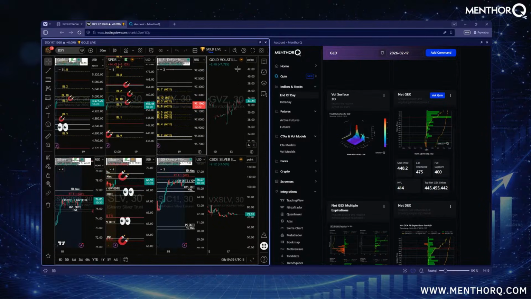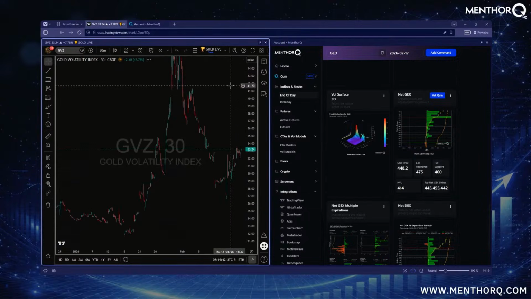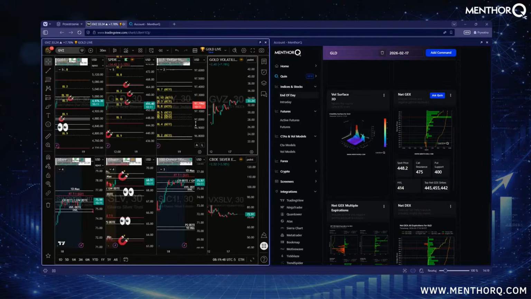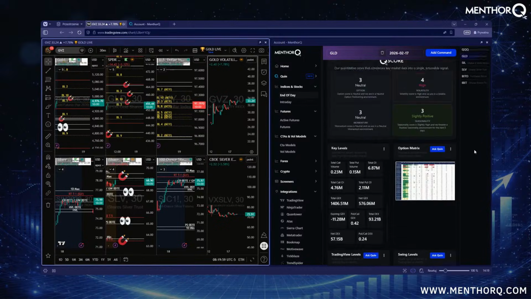For gold, also when we are looking at the volatility index GVZ, 33.24 gives us plus minus 2% and a little bit more predicted move, so exactly what we have predicted for today. And right now it's time to jump to silver.